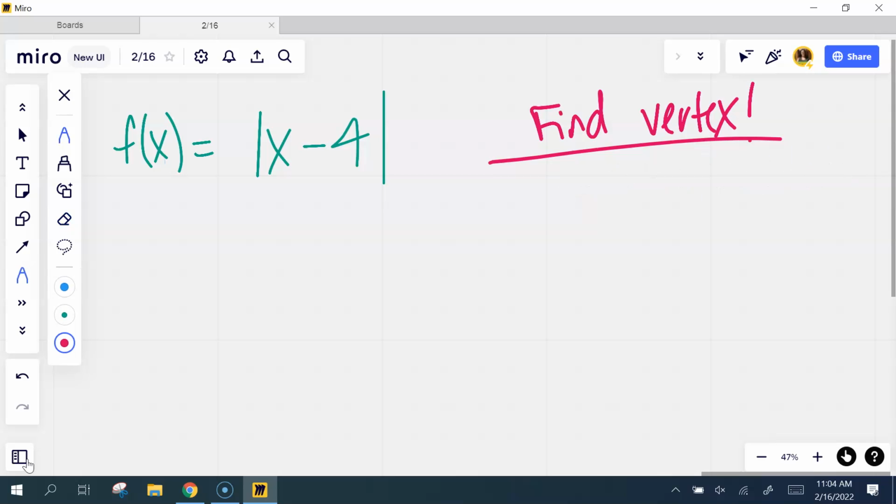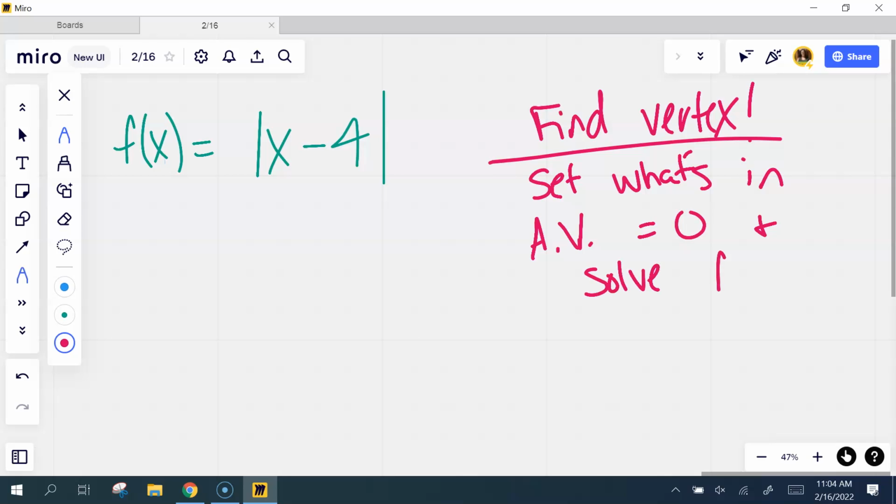I normally only teach absolute value with transformations. It's hard for me to teach it with a T-chart. Let's find the vertex though. Let's just follow the steps that are on your sheet, and that way you already have the notes. So set what's in the absolute value equal to 0 and solve for x. Okay, and this is written in step 1 right here in your paper.